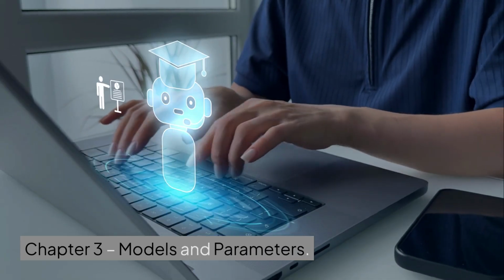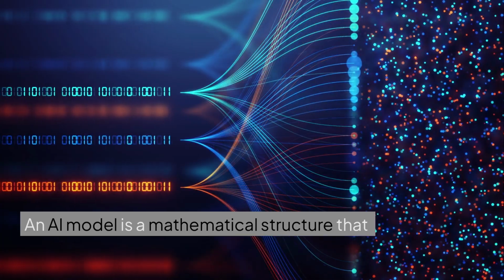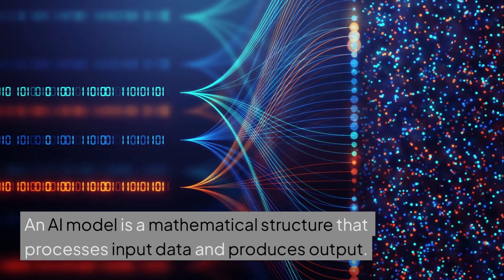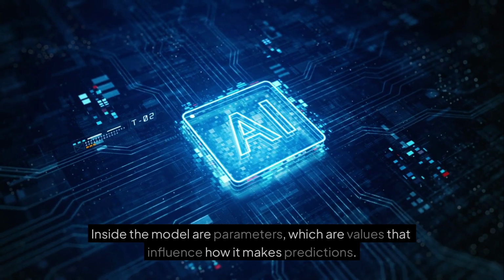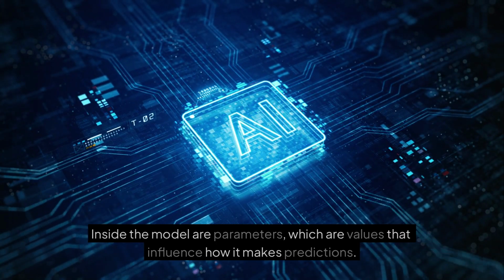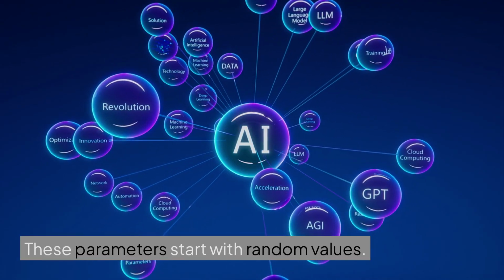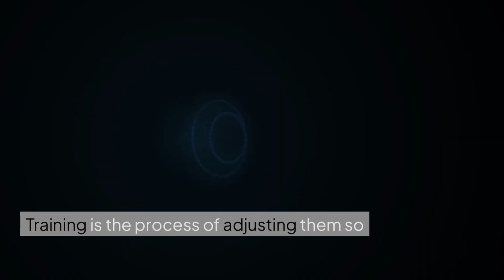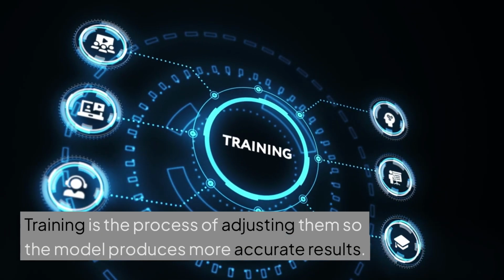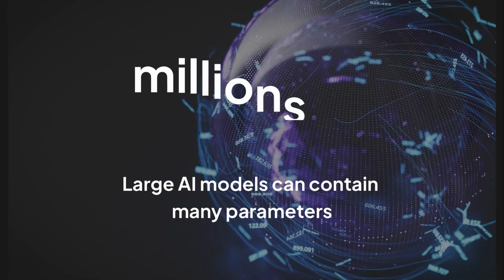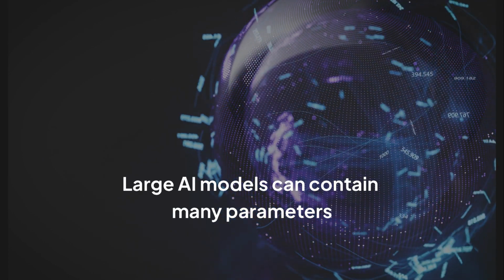Chapter 3: Models and parameters. An AI model is a mathematical structure that processes input data and produces output. Inside the model are parameters, which are values that influence how it makes predictions. These parameters start with random values. Training is the process of adjusting them so the model produces more accurate results. Large models can contain millions or even billions of parameters.